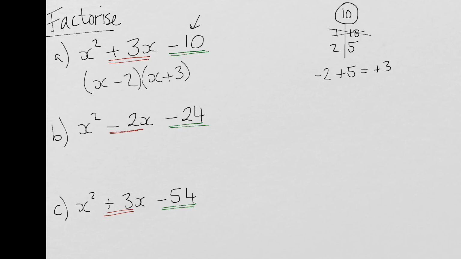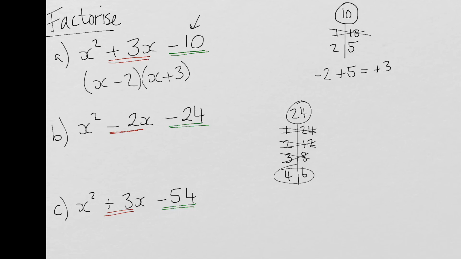The following one, minus 24. So we'll start off just by considering the factors of 24. There are quite a few of these. So 1 times 24, 2 times 12, 3 times 8, and 4 times 6. Now if I start seeing which ones have a difference of 2, they've got a difference of 23, a difference of 10, a difference of 5. So it's going to be this last set here.